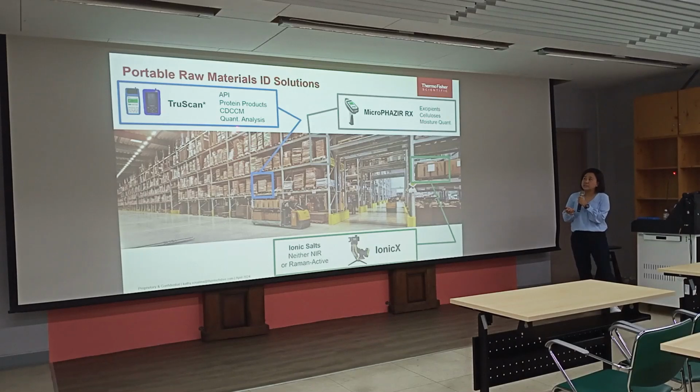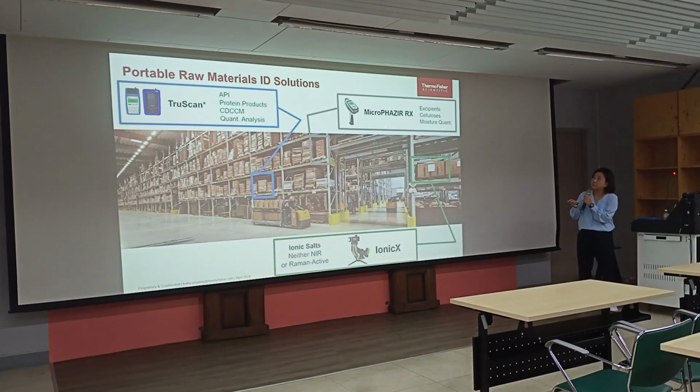We have three different technologies for the portable solutions. So first, and also I will highlight on the TruScan, this is the handheld Raman. Handheld Raman is good for the active pharma ingredient identifications, for protein products, cell culture media, and also with the chemometric software, it can perform the quantitative analysis.